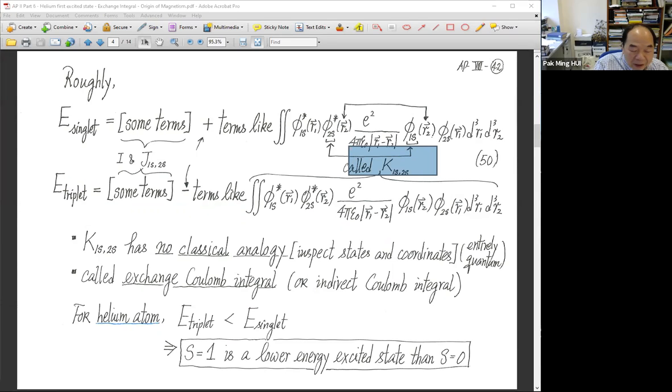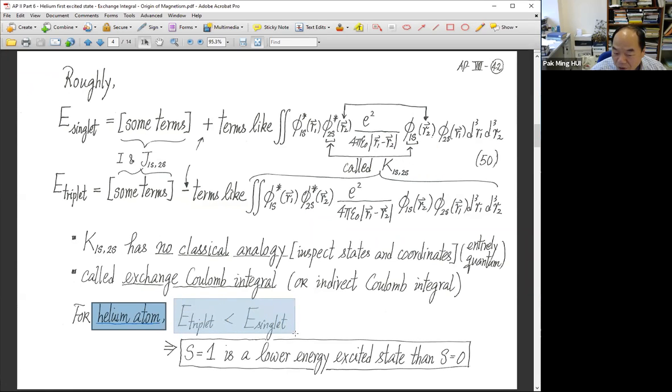it is the exchange integral that determines which option has a lower energy, okay? In different atoms, the answer may be different because it is a complicated integral to do. However, for helium, the result is that the triplet state has a lower energy than the singlet state, okay?